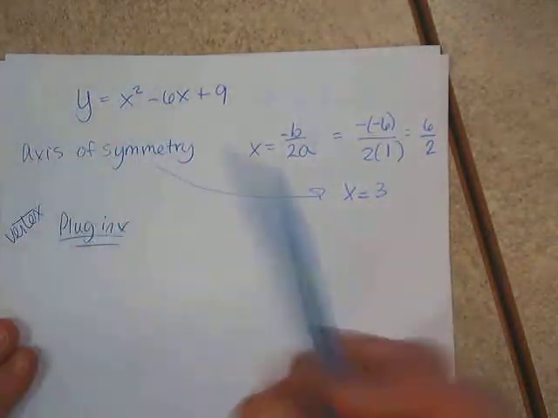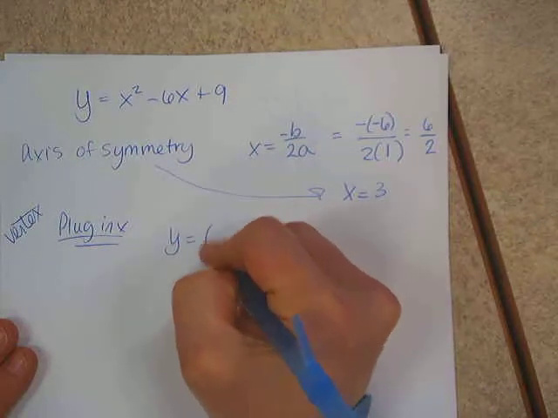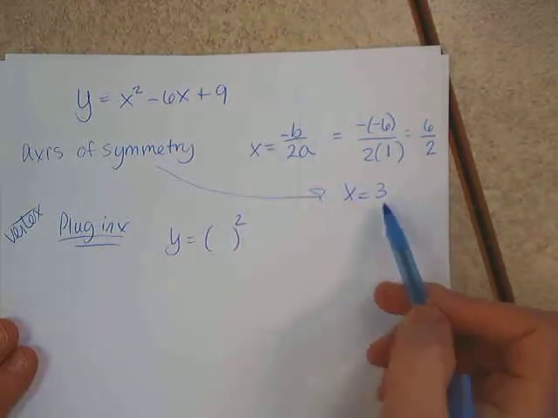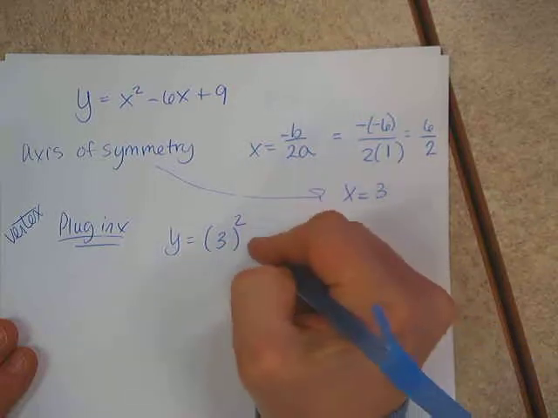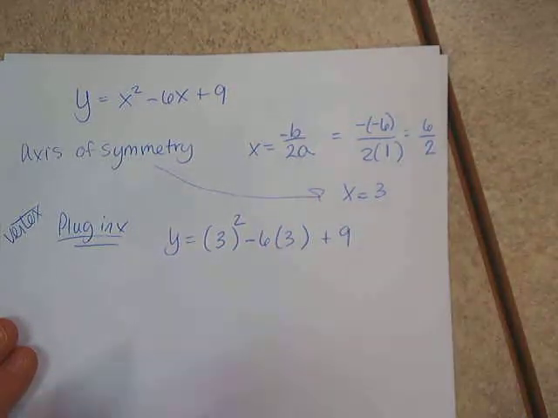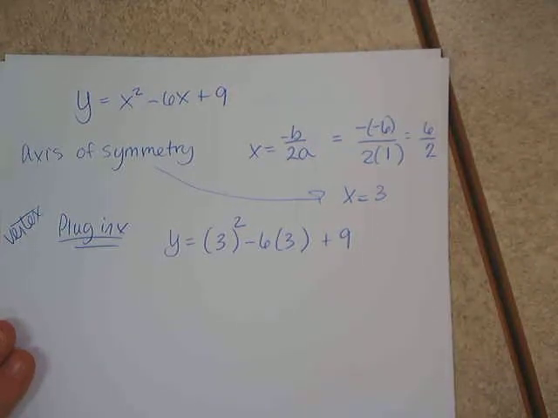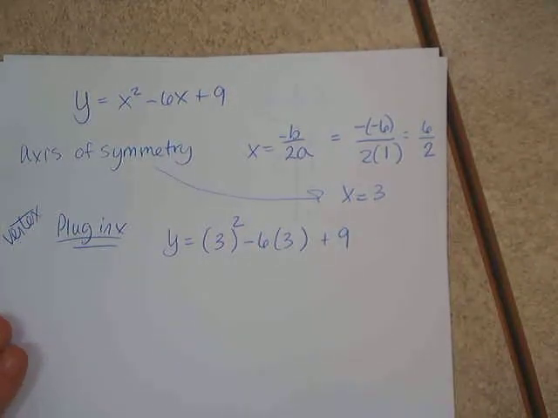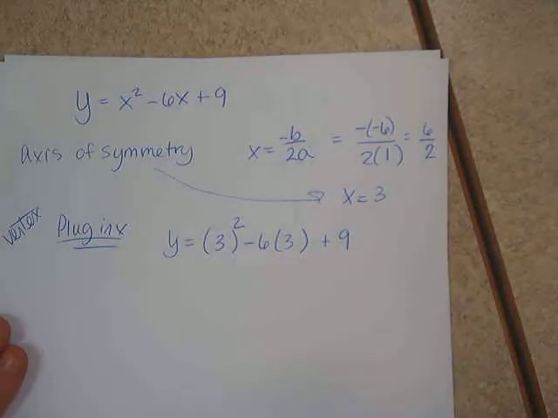But in order to find the vertex, remember I need to plug in x. Okay, so I'm going to take what I have up here, y equals parentheses squared, and I'm going to plug in 3 minus 6 with parentheses plus 9.